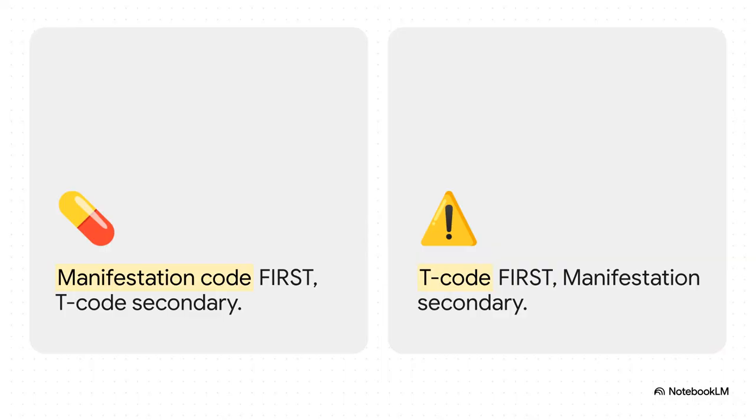This perfectly illustrates the sequencing shift. If it's an adverse effect, the manifestation code, like the arrhythmia, has to go first, followed by the T code secondary. But if it's a poisoning, that poisoning T code must be sequenced first, with the manifestation coming in secondary.